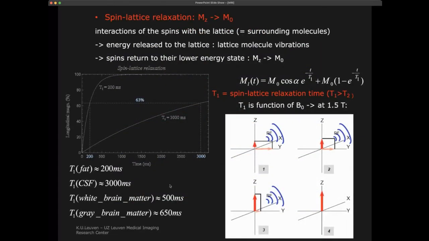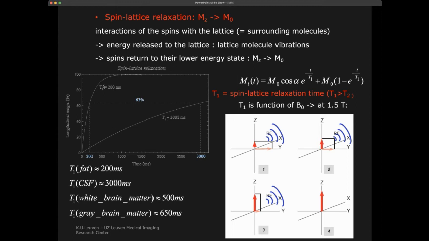When we look at T1 relaxation, the longitudinal magnitude, the Z component of the original component in the direction of the magnetic field, goes from zero when it was flipped back to its original position, to its 100%. And the speed at which this happens, with T1 as the relaxation constant, is dependent on tissue. Fat is relatively fast, water is relatively slow.